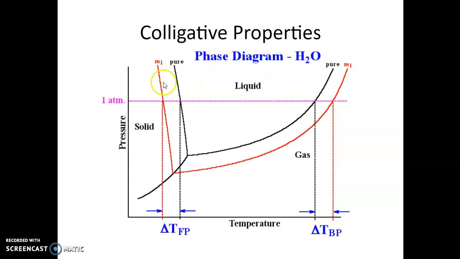This is what freezing point depression looks like. We have the pure sample of water. This is where water is a liquid, solid, and gas. When you make a solution with it, it lowers the freezing point a certain amount, which allows us to, say, melt the ice off the road.